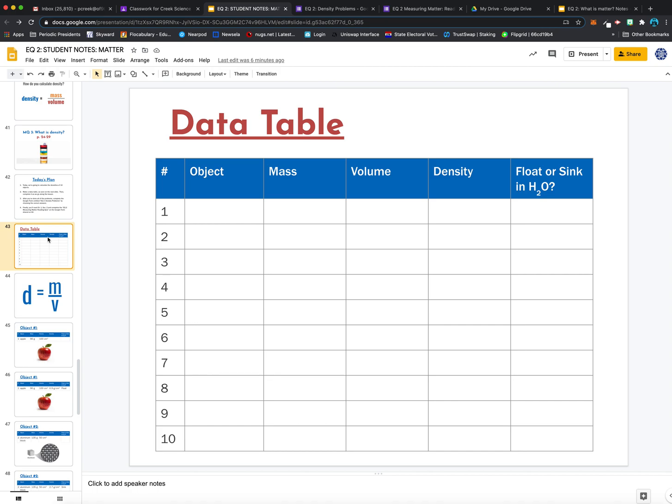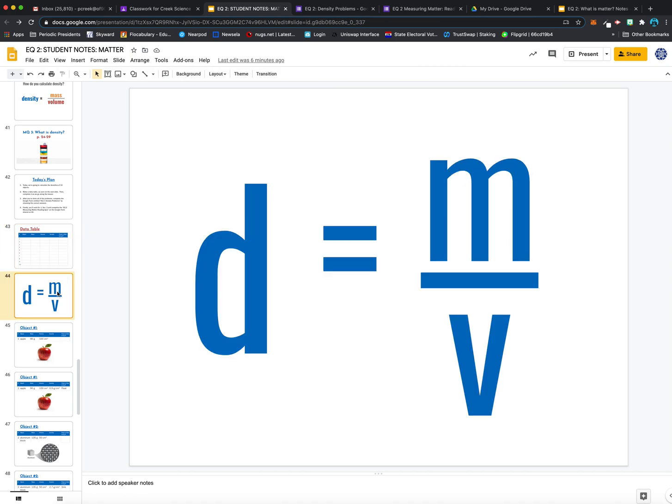And we also need our equation. So go ahead and write down our equation. Density equals mass over volume. So today what you're going to do is, in order to complete the density, you need to figure out the mass, figure out the volume, and then take mass divided by volume to get density. And here is object number 1.